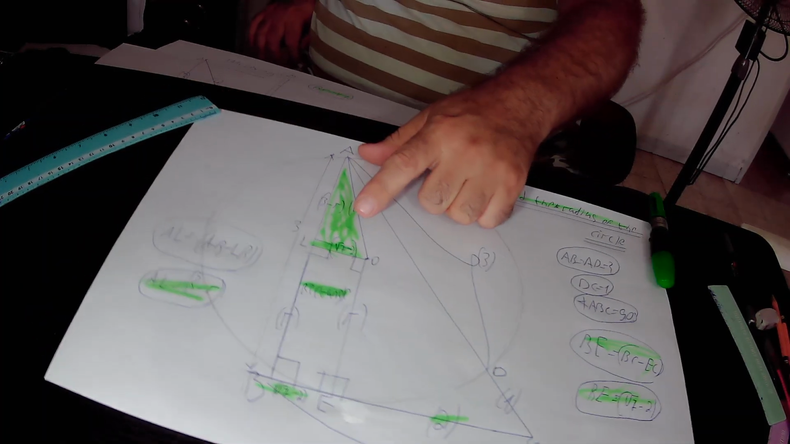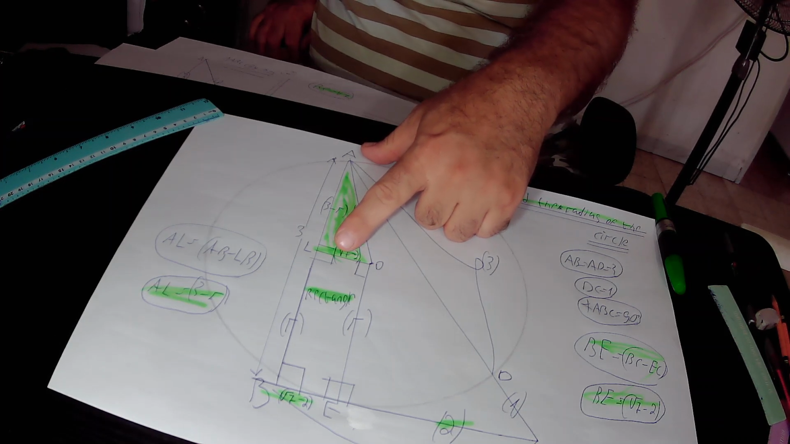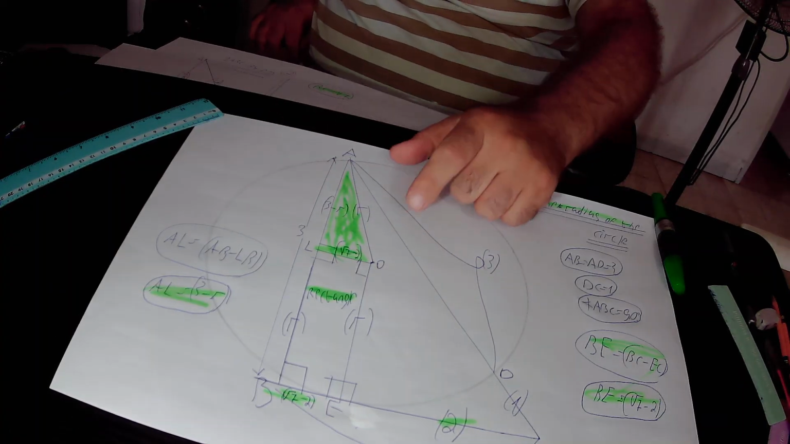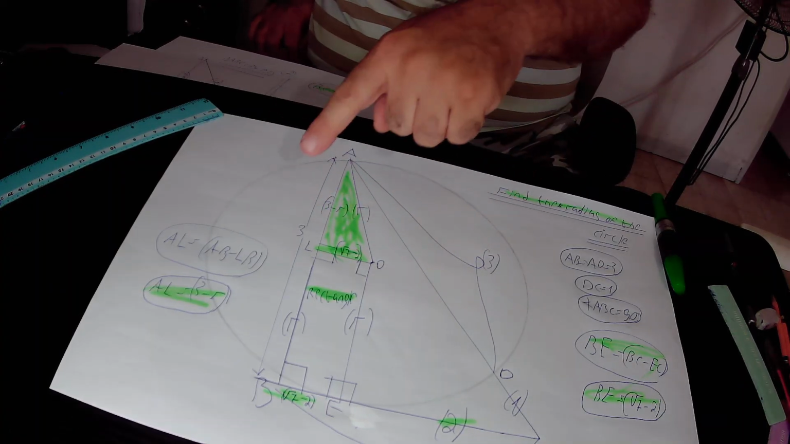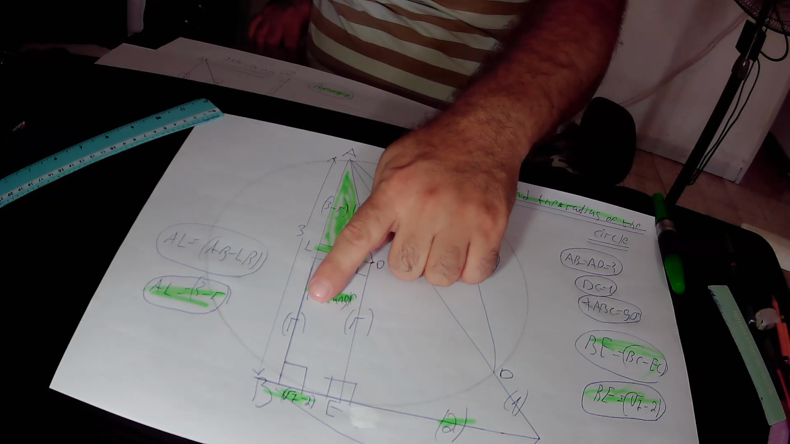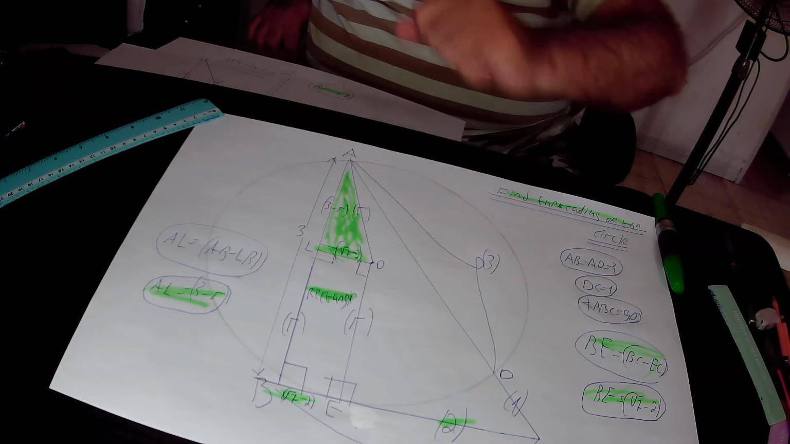What is the length of this missing line segment AL? AL equals AB minus LB. Again, AL equals AB minus LB. So AL equals AB, that is 3, minus LB, that is R. So in total, AL equals 3 minus R units in its length.